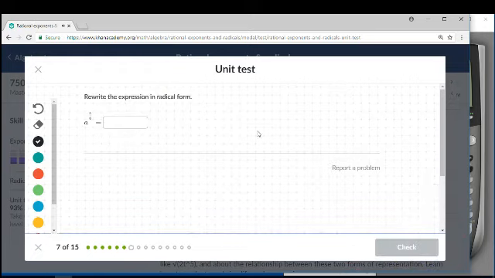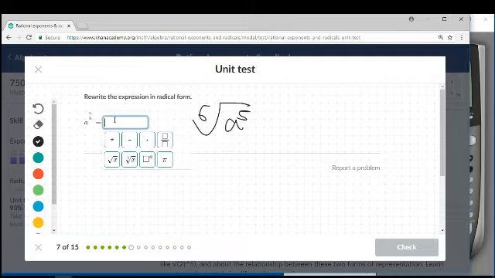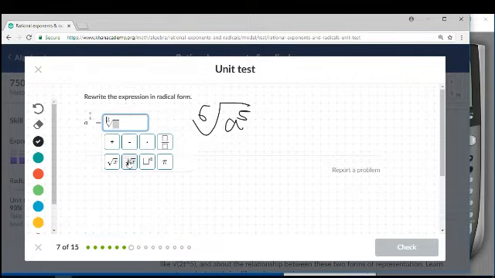Great. Write the expression in radical form, a to the 5/6. In radical form, that's going to be just the 6th root of a to the 5th. Pattern recognition, y'all. Pattern recognition. 6th root of a to the 5th.